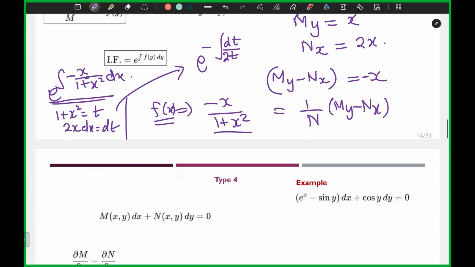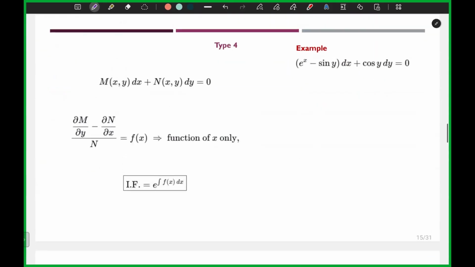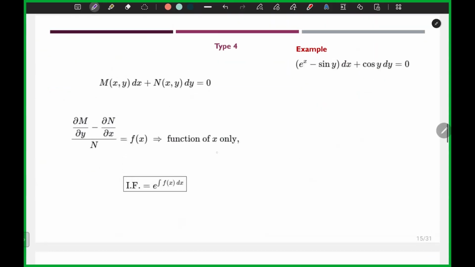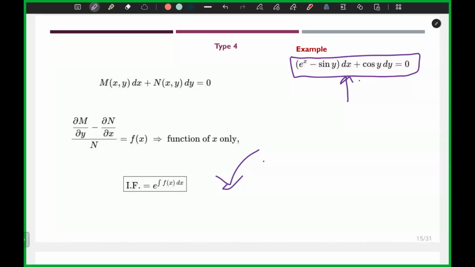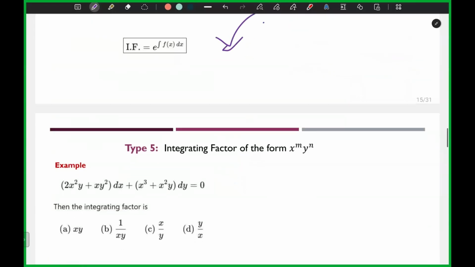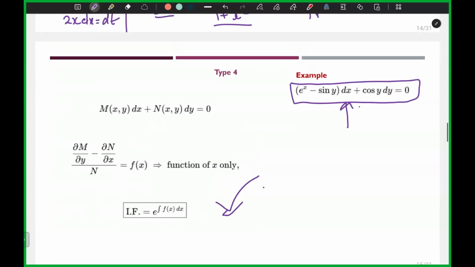Similarly, you can go for this case. We have actually done the next case, the function of x. So you can try this example on your own; you can take a screenshot. This is similar to type 3 that we have already discussed. Try to find the integrating factor here.